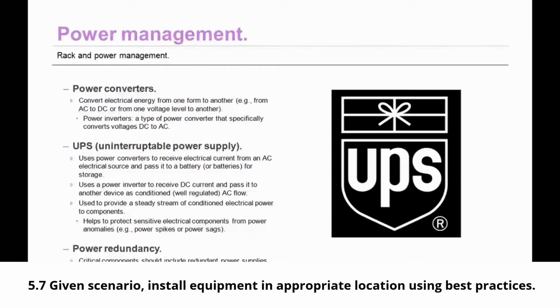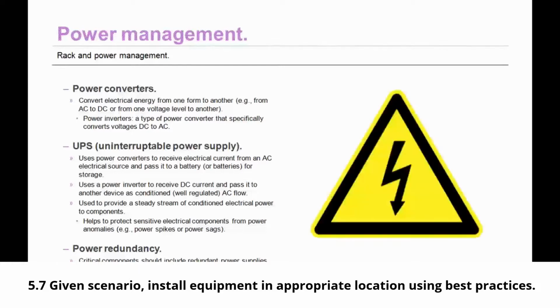Then we have the uninterruptible power supply, the UPS. It uses power converters to receive electrical current from an AC electrical source, and it passes that current to a battery or set of batteries for storage. It then uses a power inverter to receive DC current from the batteries and pass it to another device as a conditioned and well-regulated AC flow.